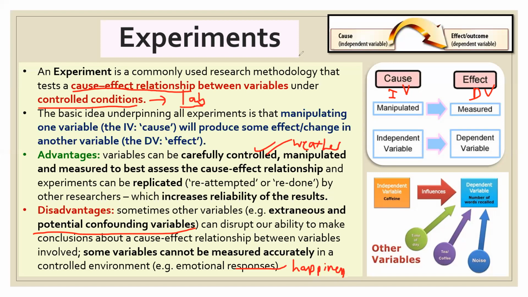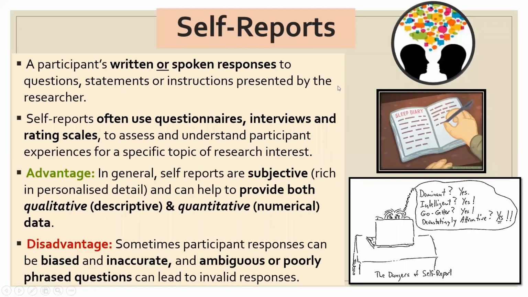The next one that we're looking at is self-reports. Self-reports can either be written or spoken responses. Basically, I can either ask the participant to write about their experiences, or I can ask the participant to speak. Self-reports often use one or more of the other research methodologies. We usually use questionnaires within self-reports, we can use an interview, we can use a rating scale. All of these come under the heading of self-reports.